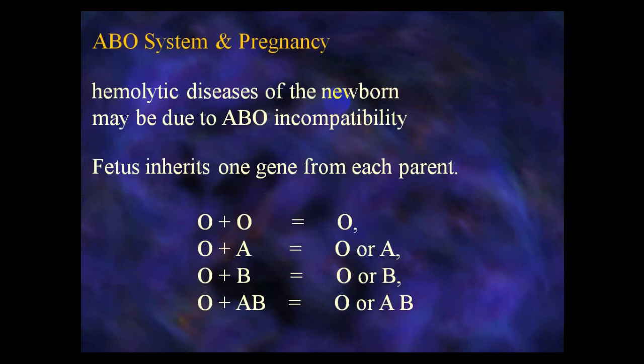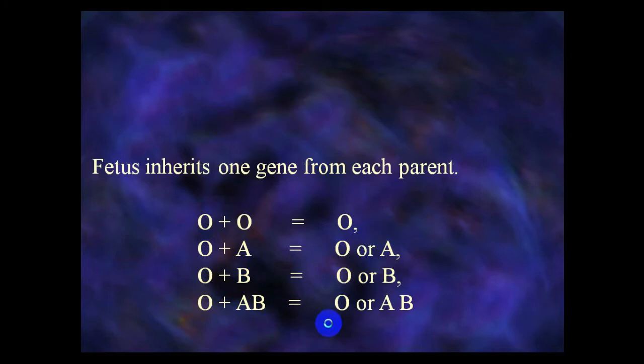Hemolytic disease of the newborn may be due to an ABO incompatible fetus, inheriting one gene from each parent: O plus O, O plus A, O plus B, O plus AB. This is about blood group.